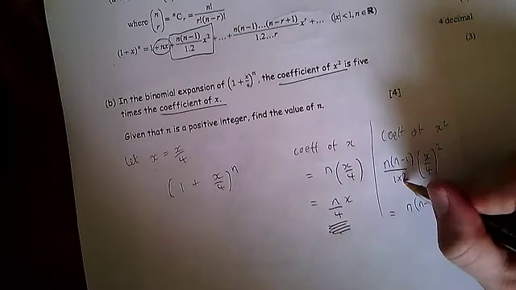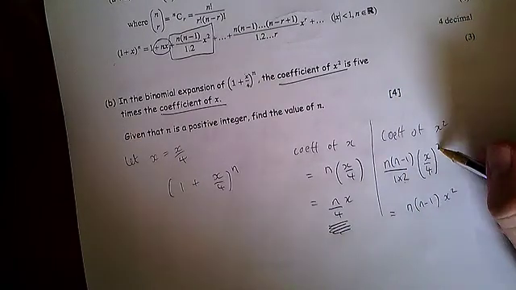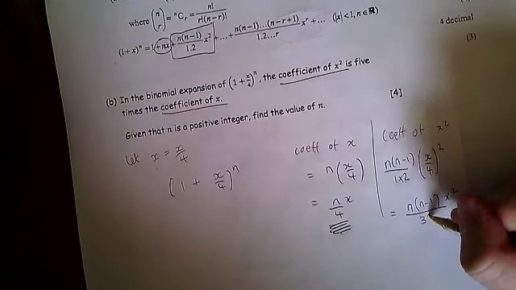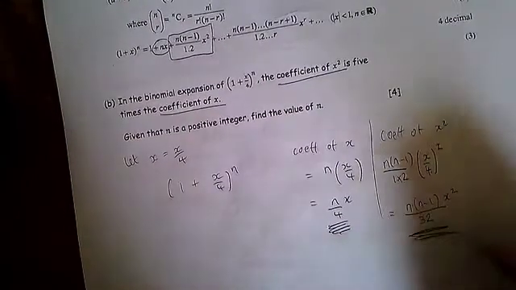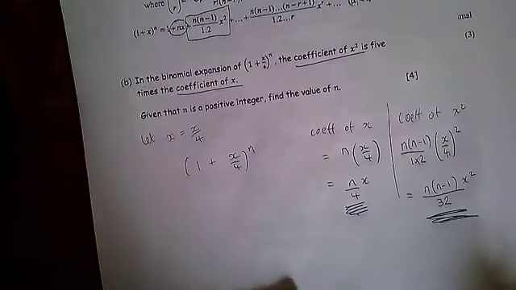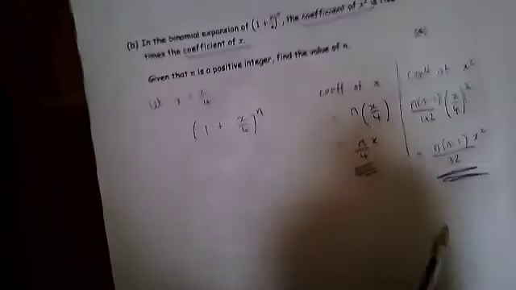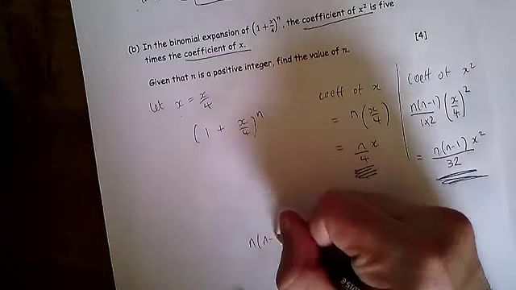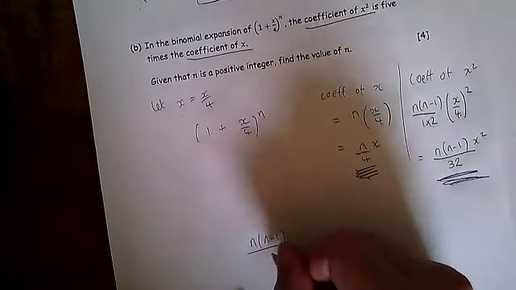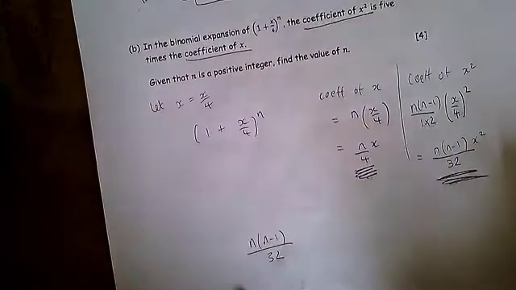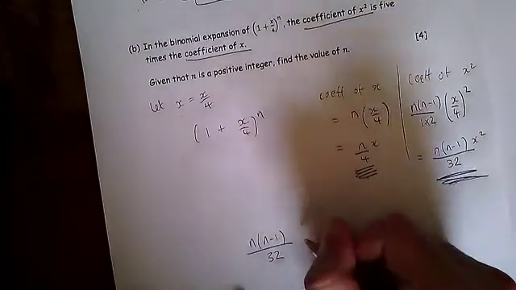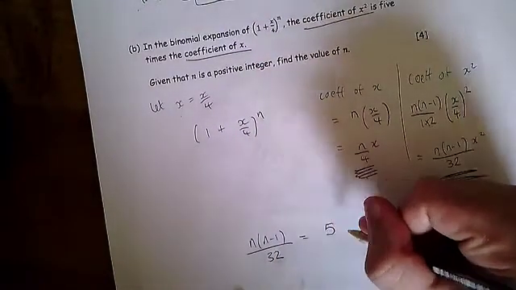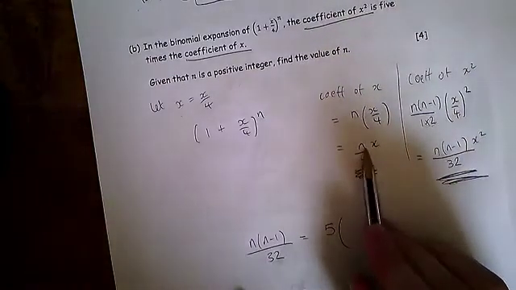1 times 2 is 2, but then 4 squared is 16, so it's going to be 2 times 16, which is going to put that over 32. So that is my coefficient of the x squared here. Okay? Now, reading the question, it says the coefficient of the x squared, so that is n(n minus 1) over 32. I'm getting rid of the x squared now because I'm only interested in the coefficient, is equal to 5 times the coefficient of x. So I'm going to say 5 brackets, the coefficient of x was n over 4.